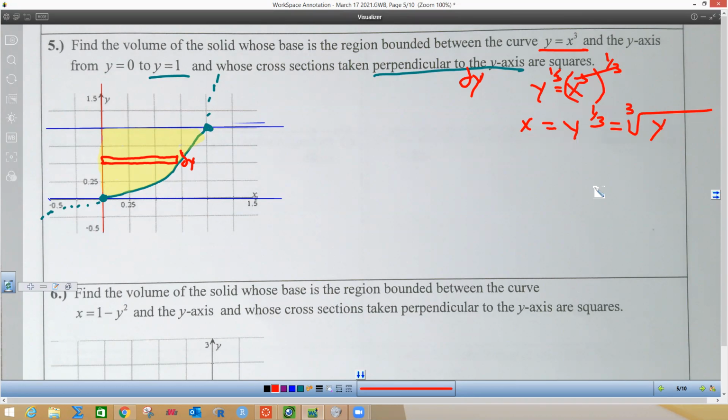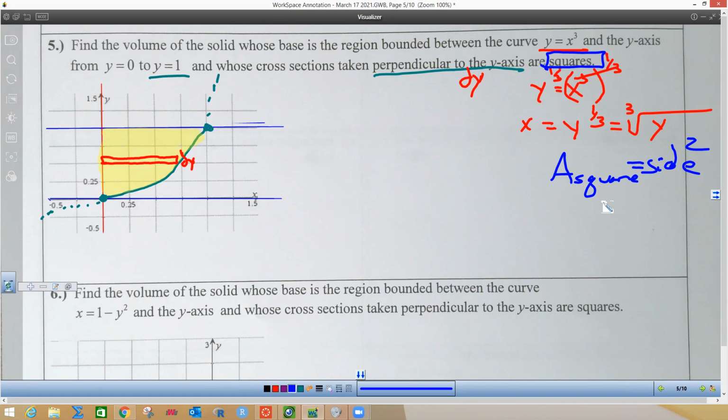I'm going to do 1/3 because I'm going to do integration here. Now, when you're doing dy, what's the root? Well, first of all, let's talk about what we are making here. We are making what objects? Squares. So you need to know that the area of a square is equal to side squared. S squared. We all know that, right?